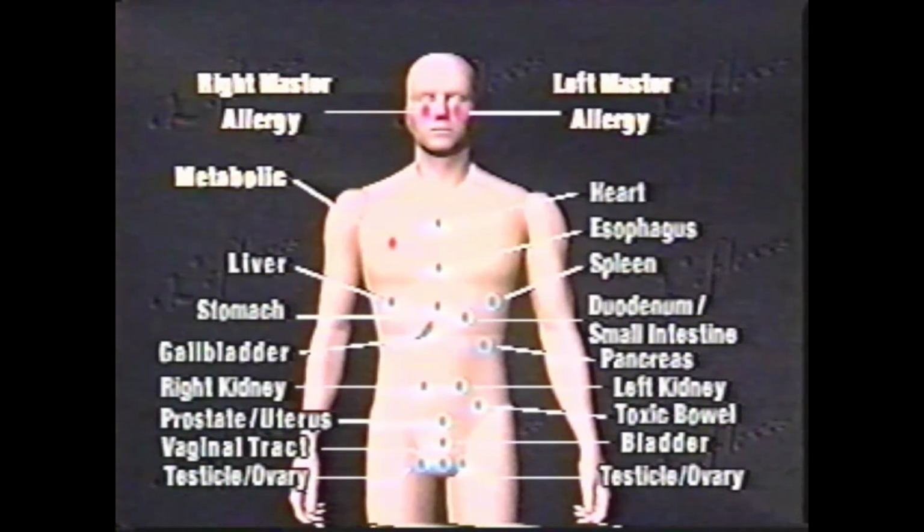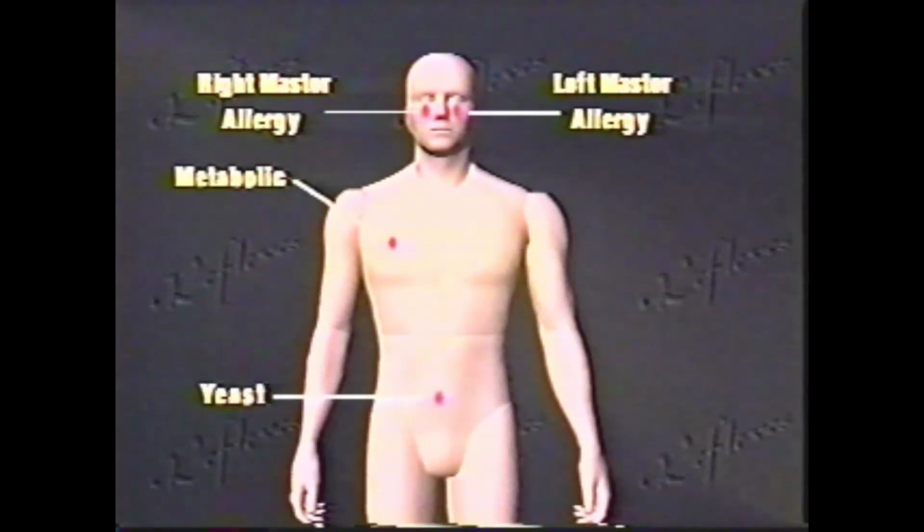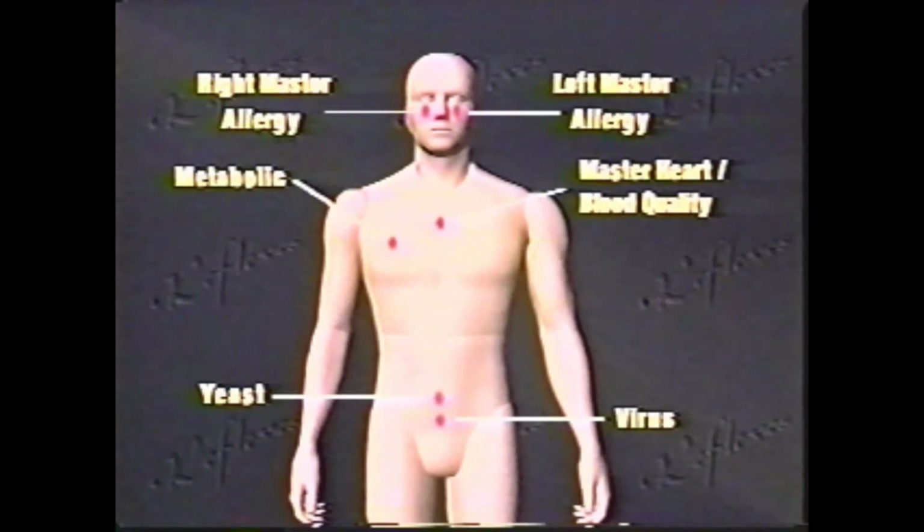The fourth of the main 9 is the yeast reflex. This reflex is located in the center of the umbilicus, or belly button. Fifth is the viral reflex, located about 1 inch below the umbilicus. The 6th main reflex is the master heart reflex. This can be tested about 3 inches below the top of the sternum.